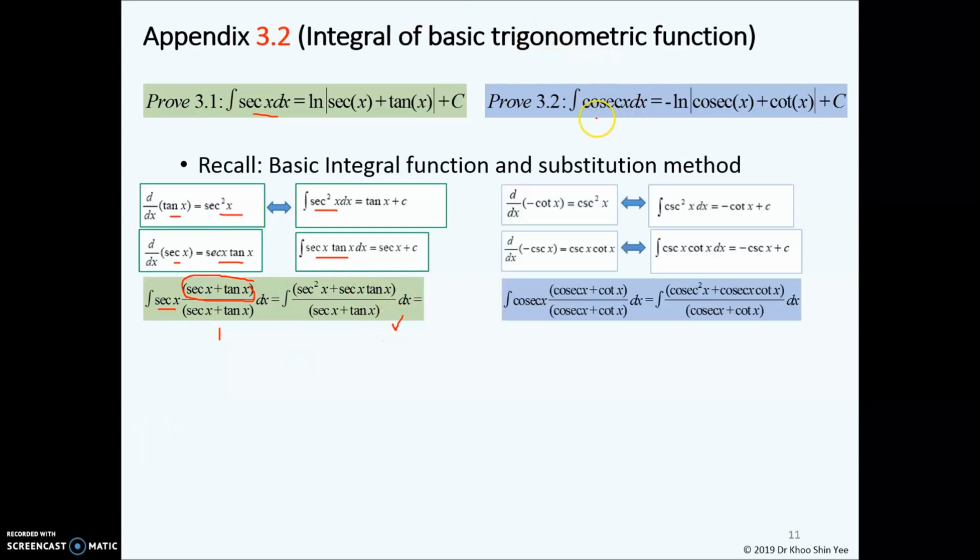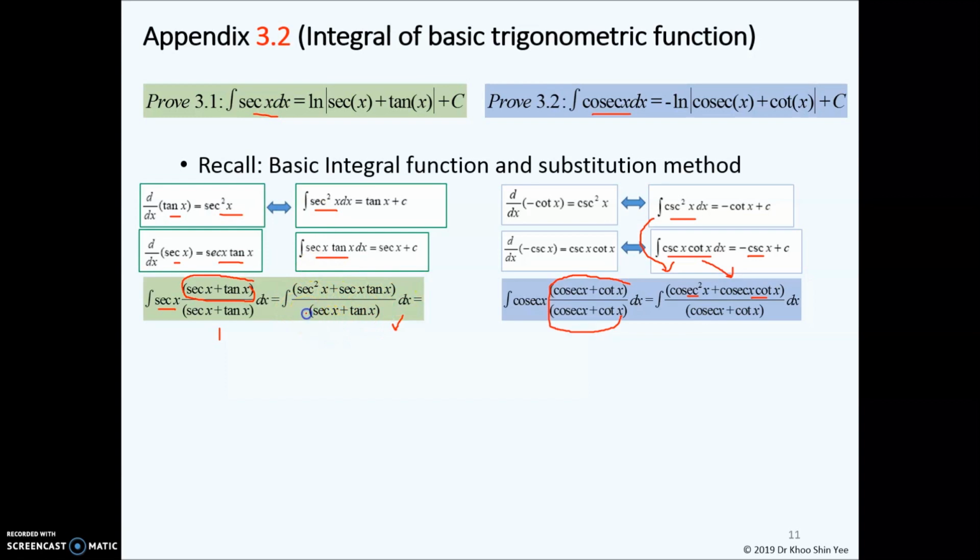We use the same approach to integrate cosecant, where we know that integrating cosecant squared gives negative cotangent, and integrating cosecant x cotangent x gives negative cosecant x. Thereby, we multiply to get cosecant x squared, and then cosecant x cotangent x here, where you can use the integration to solve later.